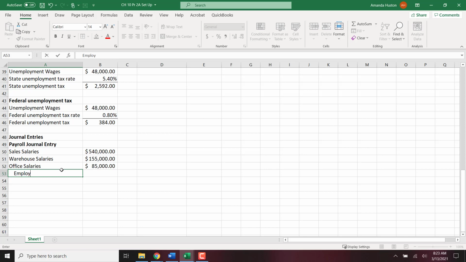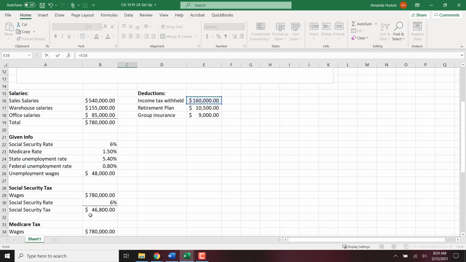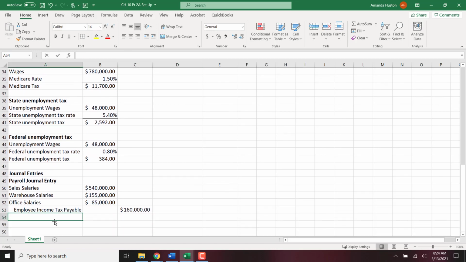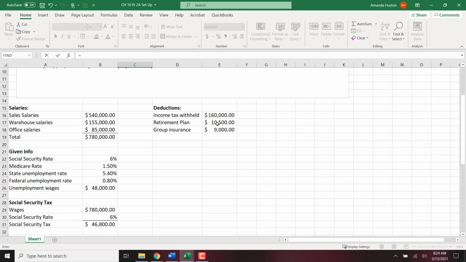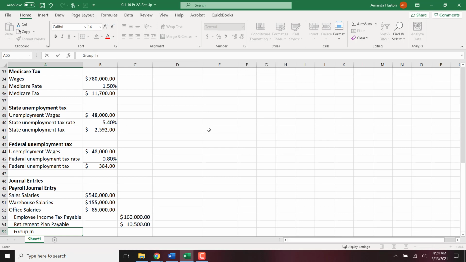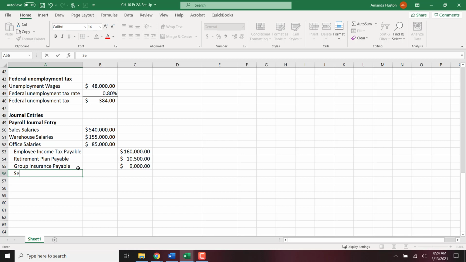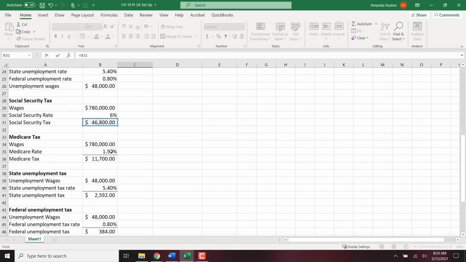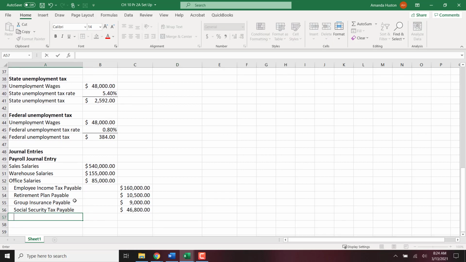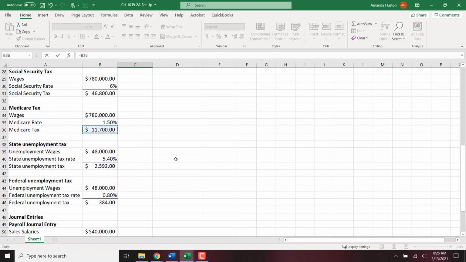On the opposite side of that, we list the deductions. So we're going to start with employee income tax payable. That's what we had withheld for the employees, 160. So income tax withheld is what we're remitting on behalf of our employees. Then we have retirement plan payable. And then we have group insurance payable. And then we have Social Security and Medicare tax to the employee. Social Security tax payable, which we calculated as 46,800. Then we have Medicare tax payable, which we calculated as 11,700.